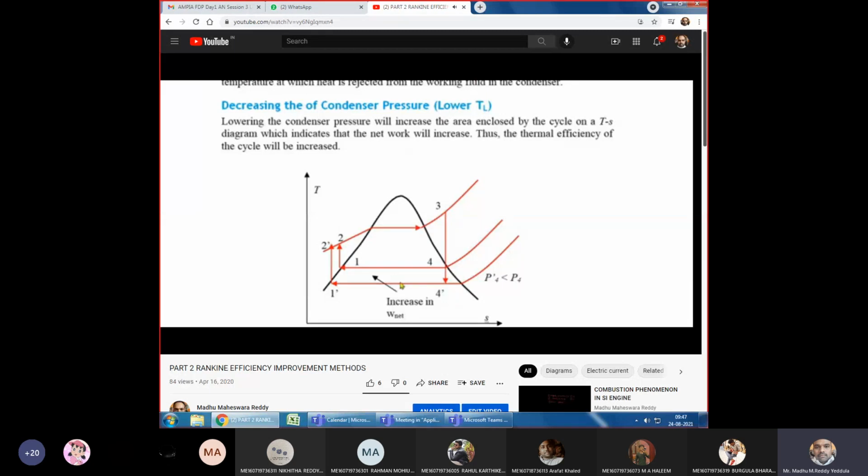Now if you see, without decreasing the condenser pressure, the area available is 2341. By decreasing the condenser pressure, the area is increased to 2 3 4 dash 1 dash. Therefore when the area increases, automatically the cycle efficiency is also increased.